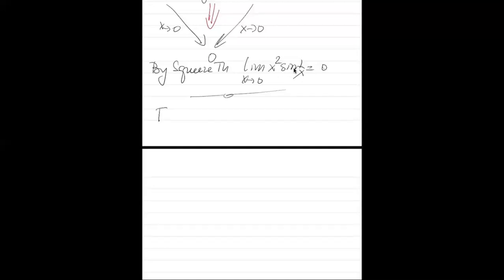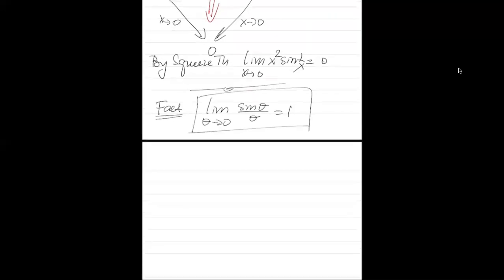Another fact here, or a formula that we use a lot. We haven't proved it, but we can prove it in Calc 2 a lot easier with L'Hopital's rule. But if theta goes to 0, sine of theta over theta, even though it looks like 0 over 0, is 1. So very, very important formula. Add it to your formula list.